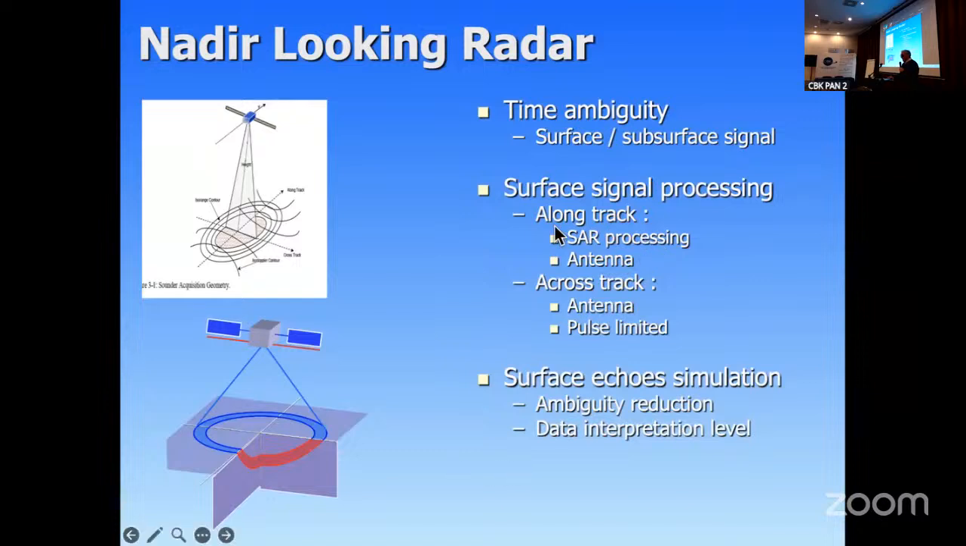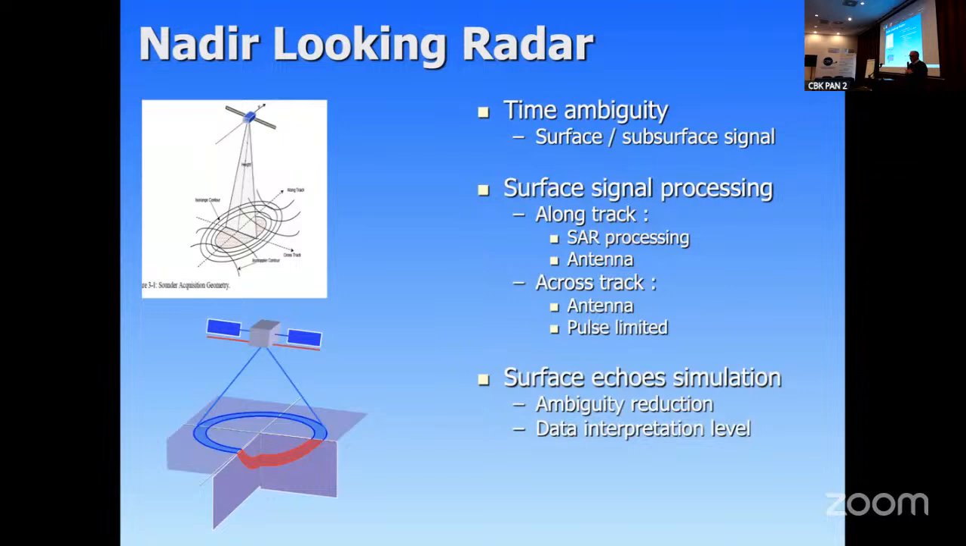This is now the processing of the signal on the surface. We have the processing along track, which means that you use the SAR technique. I will talk a little about that after. And this is, of course, done by the antenna. We have two ways of separating, and across track, the satellite is moving in this direction, and the across direction is defined by the antenna pattern and by pulse-limited observations. I will go back to this.